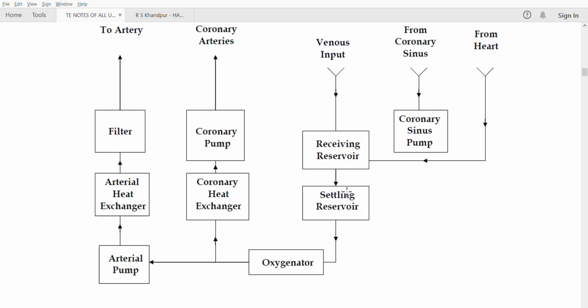So this is impure blood, right? The impure blood comes from the right ventricle and goes to the oxygenator for purification. The coronary arteries supply the muscles of the heart, and the sinus receives impure blood from the muscles of the heart. After purification, adding oxygen, the oxygenator gives the blood to the heat exchanger, which makes the temperature optimal for the coronary pump to pump it to the coronary artery. Similarly, the arterial pump, arterial heat exchanger, and filter send it finally to the artery, to the rest of the body.